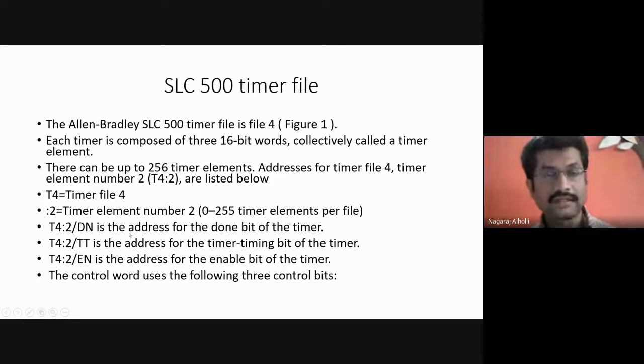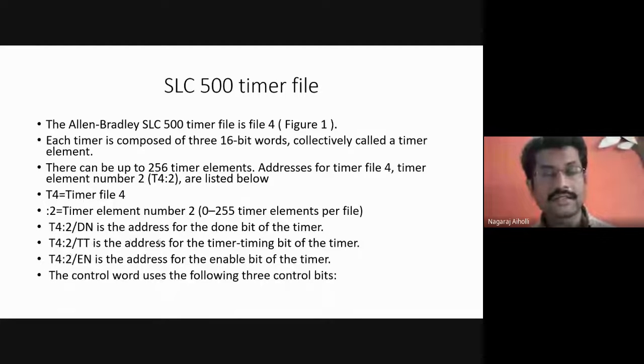T4:2/dn. This is the address for the done bit of the timer. They are single bits. T4:2/dn. Done bit. Once the timer is enabled and after the timer completes its operation, this bit will become true. That means this will become 1 once the timer completes its operation. This is the done bit.